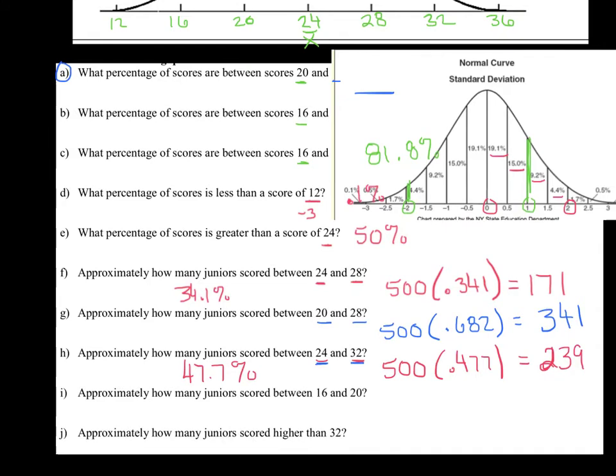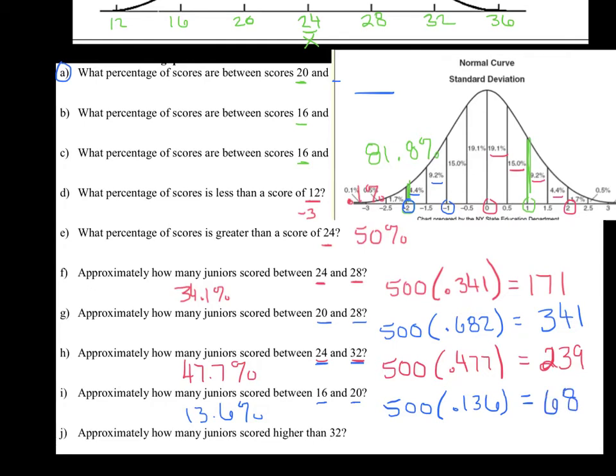All right, just 2 more little parts to go, so we'll try to do this without the screen getting too chaotic. They want to know how many juniors scored between a 16 and a 20. So let's find those on our chart. 16 was 2 standard deviations below, and the 20 was 1 standard deviation below. If I add up the 4.4 and the 9.2, I get about 13.6%. So I'm going to take my 500 students, multiply by 0.136, and I ended up with exactly 68 students.